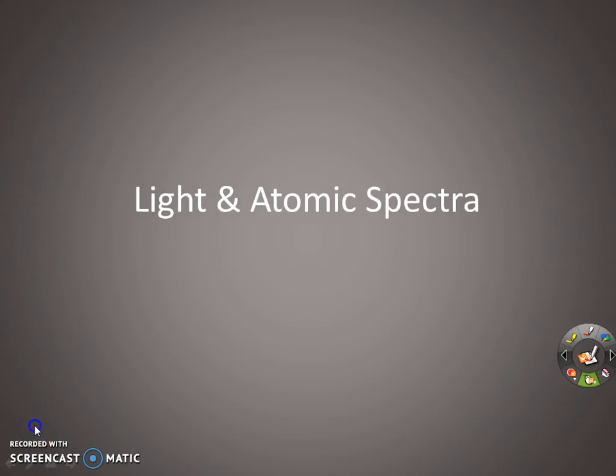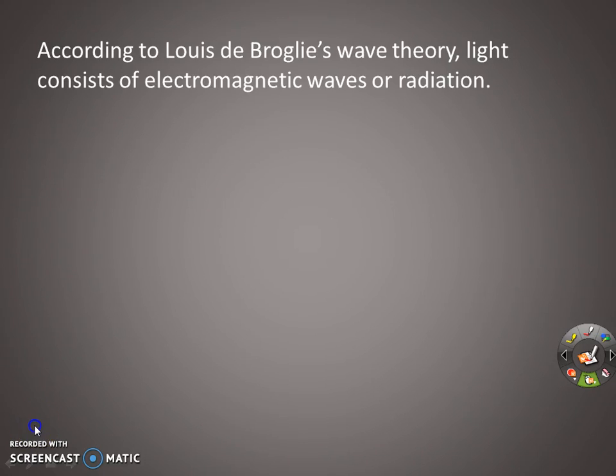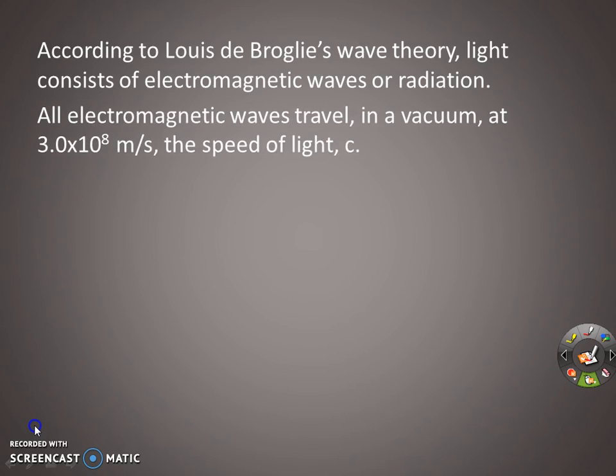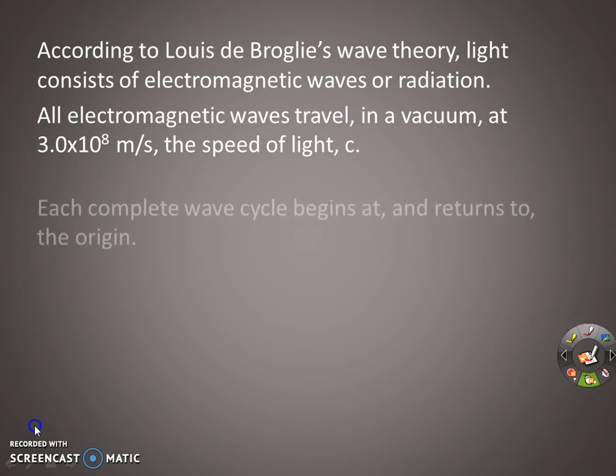Light and atomic spectra. According to Louis de Broglie's wave theory, light consists of electromagnetic waves or radiation. All electromagnetic waves travel in a vacuum, which means there are no particles interfering, at 3.0 times 10 to the 8 meters per second. This is the speed of light, and we note it with the variable c.